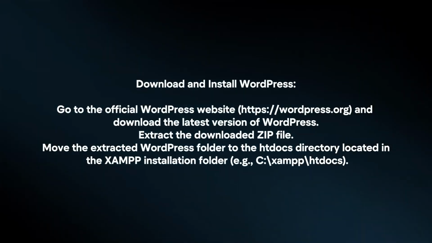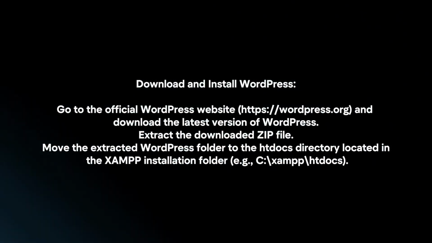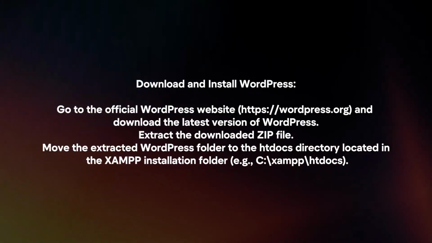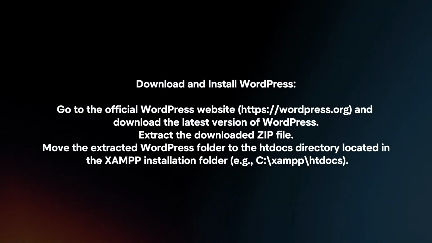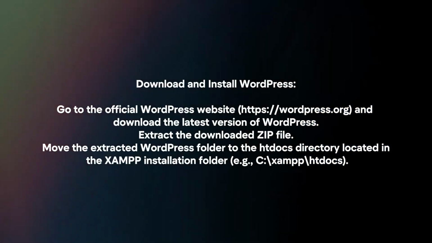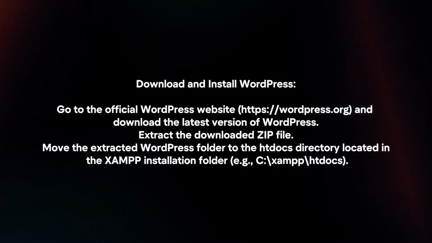Download and install WordPress. Go to the official WordPress website and download the latest version of WordPress. Extract the downloaded zip file. Move the extracted WordPress folder to the htdocs directory located in the XAMPP installation folder.